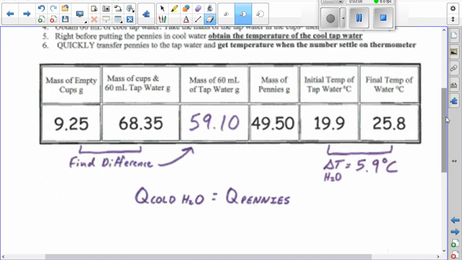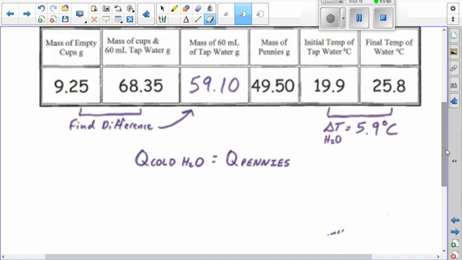So let's go ahead. We see that the Q of the cold H2O is going to be the exact same as the Q of the pennies. So if we calculate the Q of that cold H2O, because we know the mass, the specific heat capacity, and the delta T of the H2O, in other words, we know the m, the c, and the delta T, we can calculate that Q. So that's exactly what I'm going to do. The Q of that water will be the mass of that water, which is 59.10. Again, the mass of the water, not the penny's mass of 49.50, the mass of the water. The c of all liquid water is 4.18.